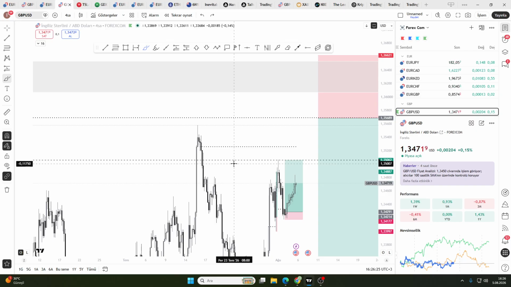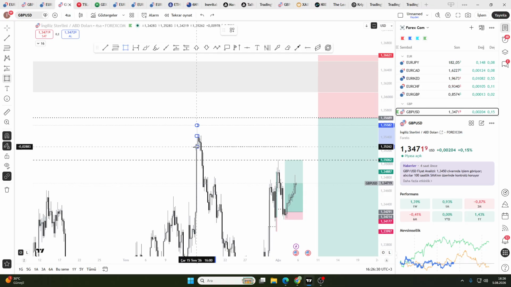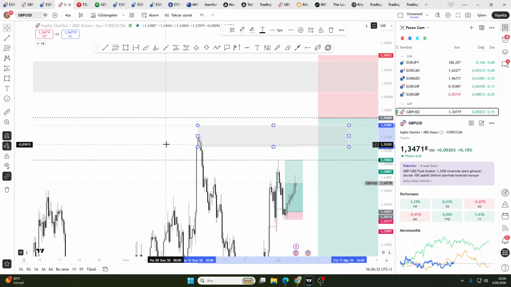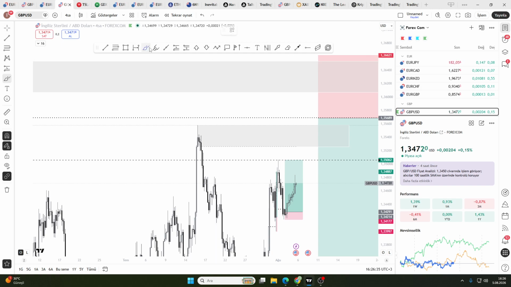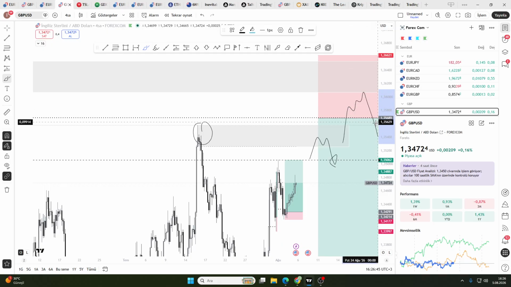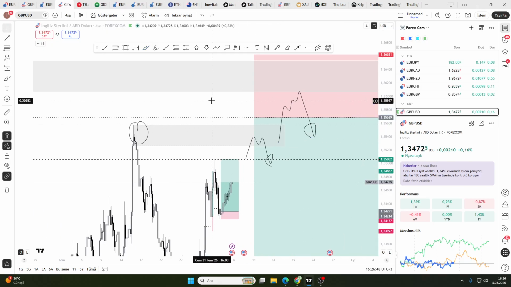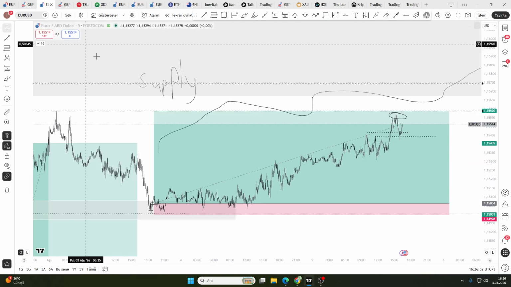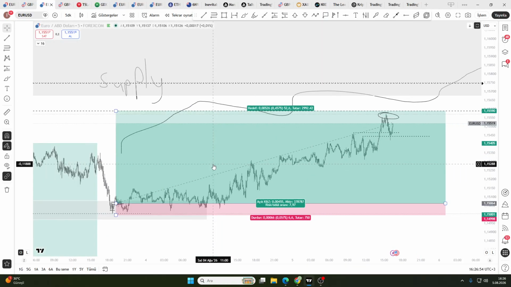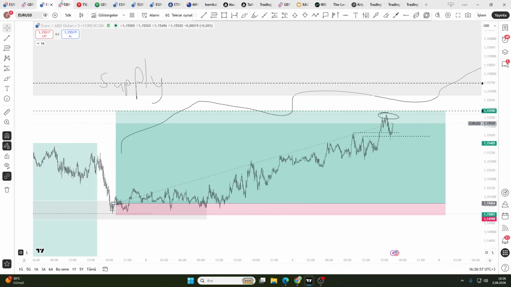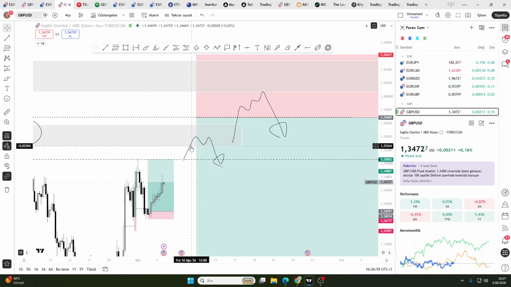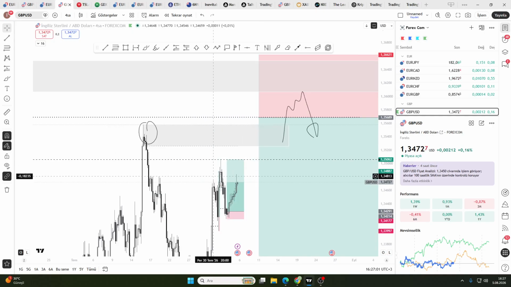I'm waiting for two things. Price will use this as supply, or price will use this as liquidity. This or this will happen, I think. This is my opinion. So euro dollar is nicer, I think, for shorts, but this is my opinion.